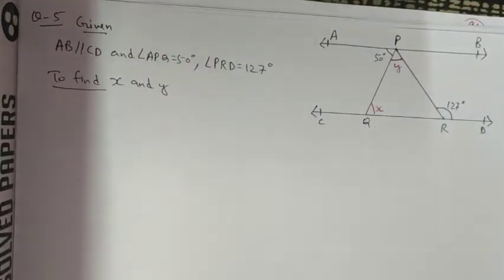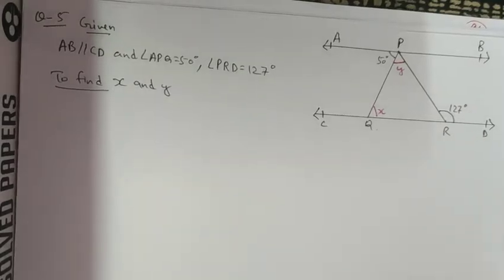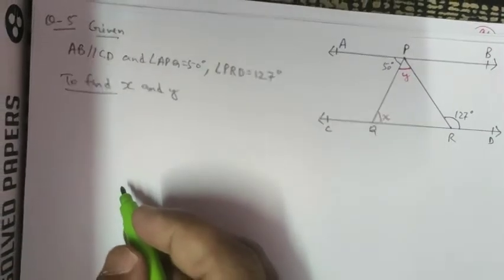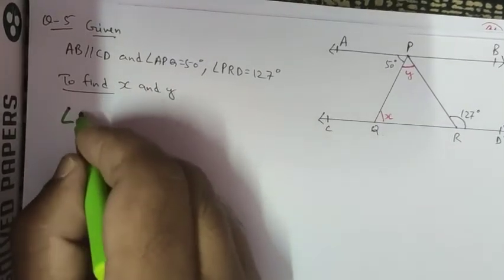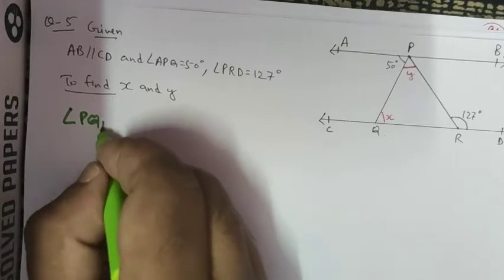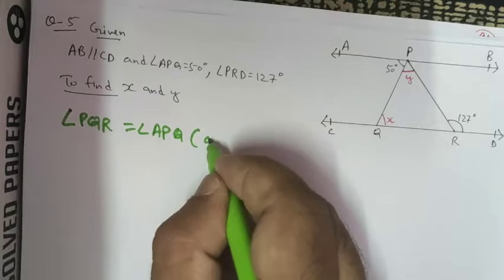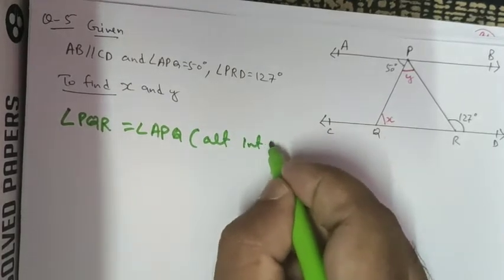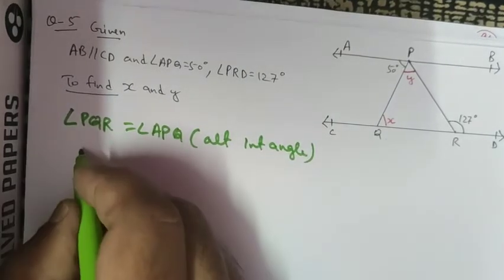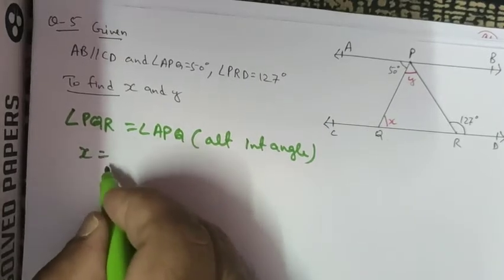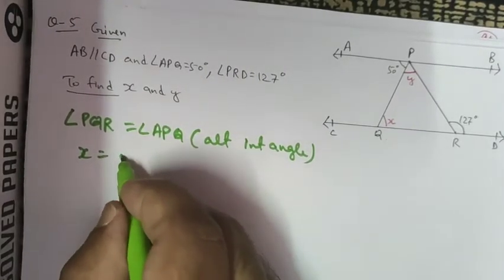Question number 5. It is given that AB is parallel to CD, angle APQ is 50 degrees and angle PRD equals 127 degrees. We have to find the values of X and Y. First of all, we can clearly see from here that angle PQR equals angle APQ, alternate interior angles. So that means X equals APQ, that is 50 degrees.